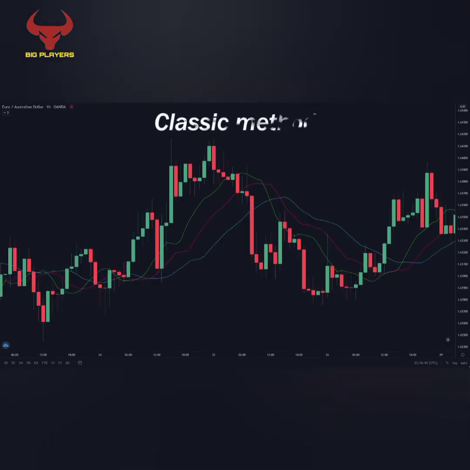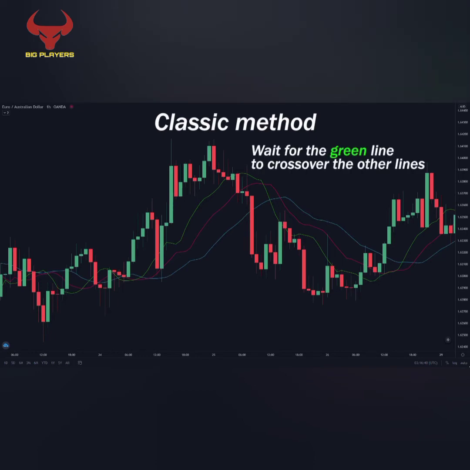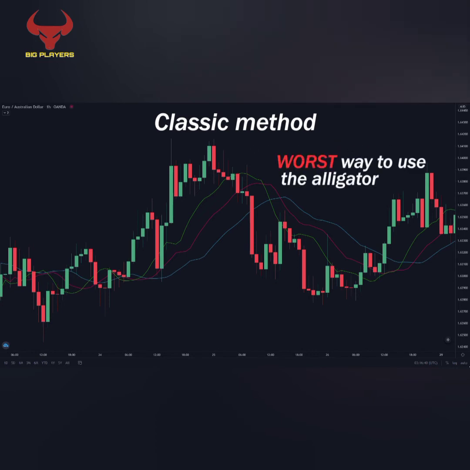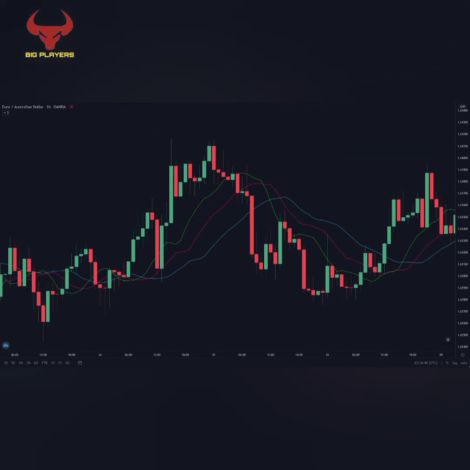So the classic way of using the indicator is to wait for the green line to cross over the other lines. When the green line crosses below, you take a short position, and when the green line crosses above, you take a long position. Well, that's actually the worst way you can think of using the alligator strategy, because the alligator is inherently a lagging indicator.